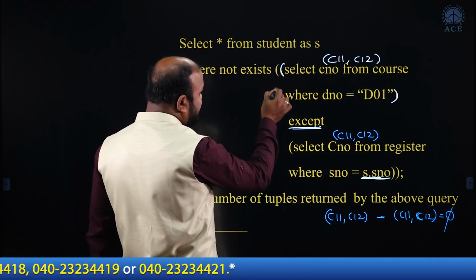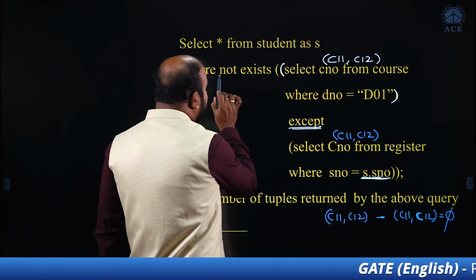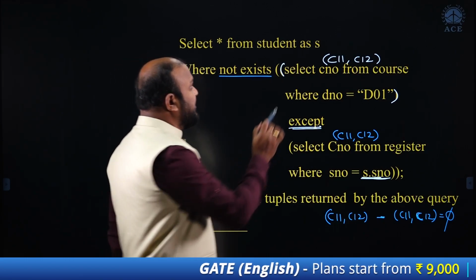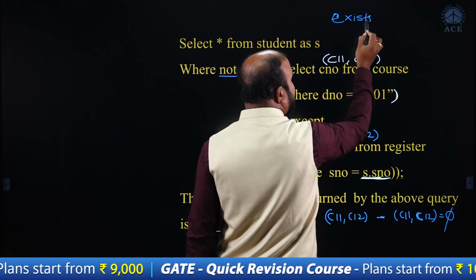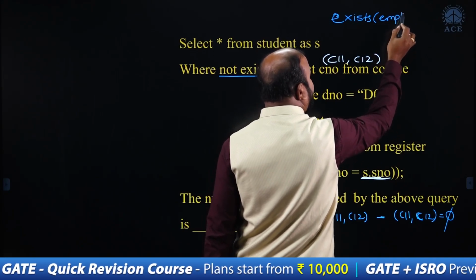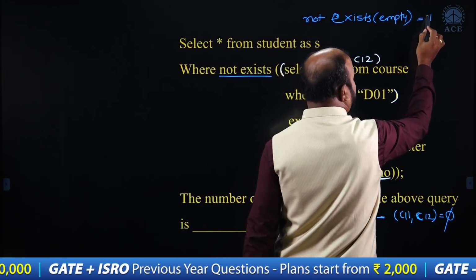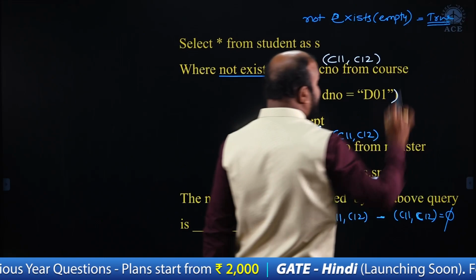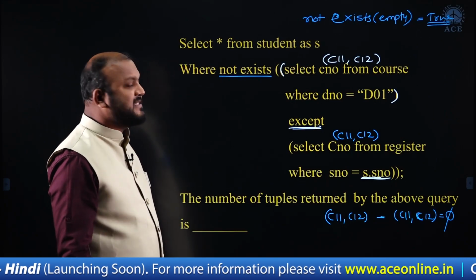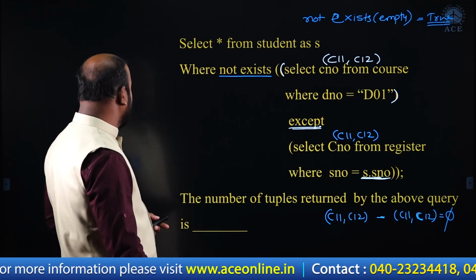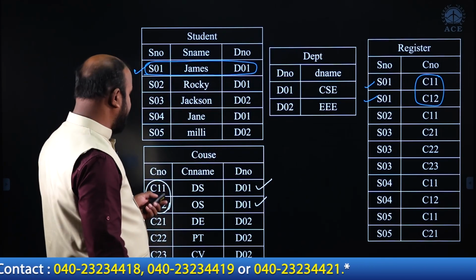So, what is the output of this complete inner query? We can call it the empty set. Now, that empty set is there for the not exists operator. Here, look at what is exists of empty set. Exists of empty set is going to return false. Now, what is the not exists of empty set? Not exists of empty set is going to return true. It means it is returning true for the row of the outer query. For student S01, it is going to return true, so S01 James D01 is there in the final output.